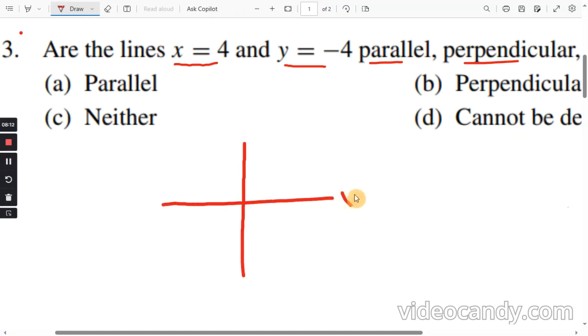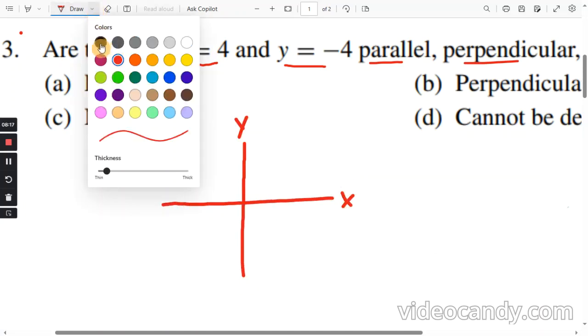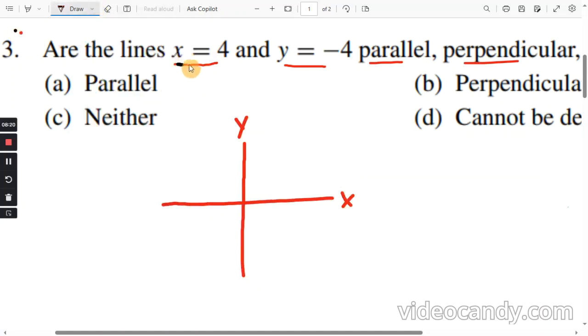All right, this is the x-axis, and this is the y-axis. So if we go to x equals positive 4 on the x-axis, 1, 2, 3, 4, that's this point right here. So the line for x equals 4 is going to be vertical. And if we go to y equals negative 4 on the y-axis, 1, 2, 3, 4 in the negative direction, that's this point right here. And the line is horizontal.